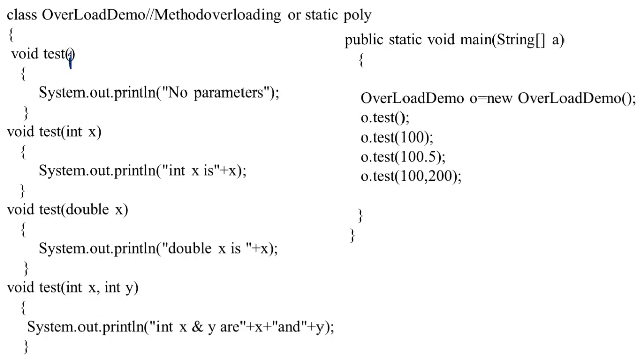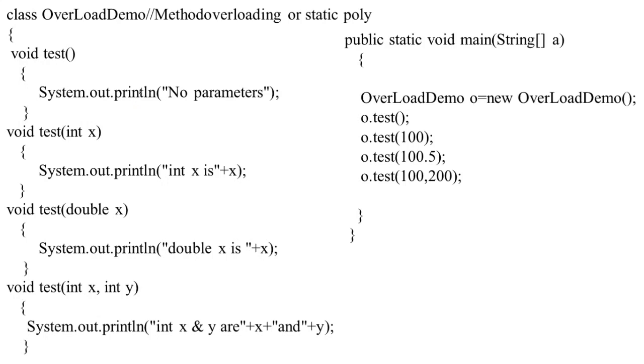Just see this one. Here I don't have any arguments, as it is empty parentheses. Here I have one integer argument. Here I have one double argument. Here I have 2 integer arguments. What does it mean? They are unique. All these methods are unique in terms of number of arguments, type of arguments, or order of arguments. But if you observe carefully, they have the same name. All the methods' names are the same, but they differ in terms of parameter list.